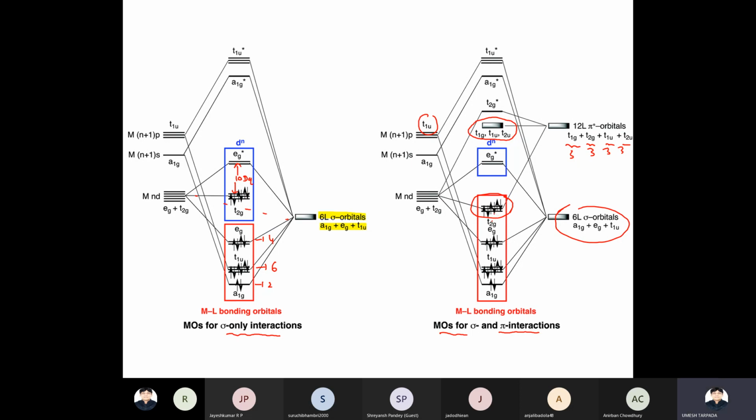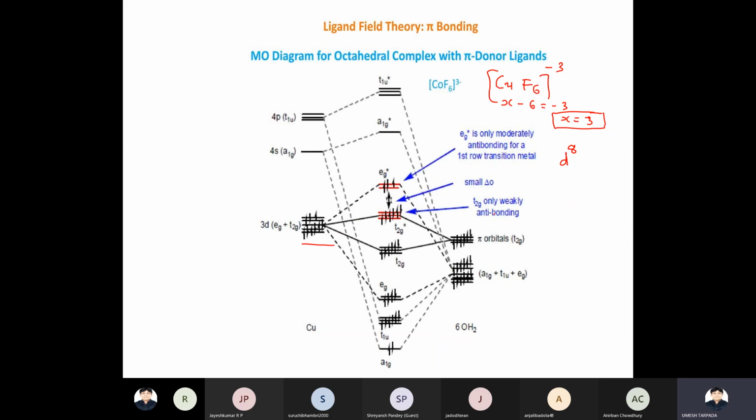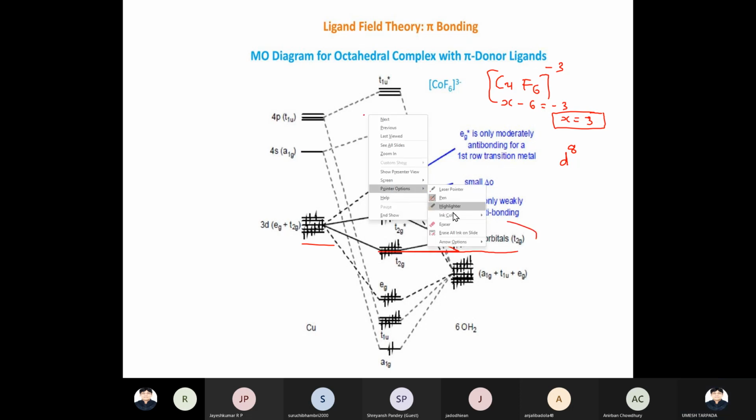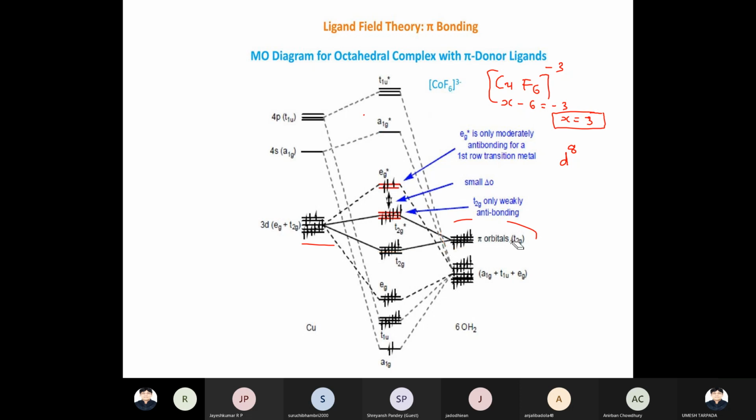Is it clear? Yes, sir. Okay. Now in the same way, you can see, come to here. So this is from pi bond. See, this is a T2G. The T2G set of ligand can only form the pi bond. This is from pi bond. That is, it will give you T2G and T2G star. This is the case of pi bonding.